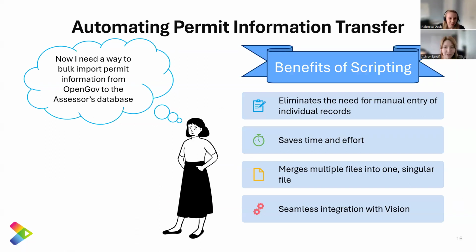Now, we had another request come in that was also related to OpenGov. The client here needed a way to bulk import permit information from OpenGov back to the assessor's database so that the assessor didn't have to input each new permit record manually. The benefits of scripting here include that this process eliminates the need for manual entry of individual records, which saves time and effort spent by the assessor. The script also merges multiple files into a singular file without the need to manually merge the files. And it provides seamless integration with Vision by following the requirements for the standard building permit import process.